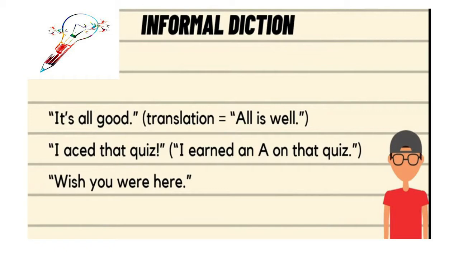I aced that quiz. So it is more informal compared to I earned an A on the quiz. Like I earned a 100. I earned a perfect score on the quiz. And then another, wish you were here. So it is informal because it lacks the pronoun I. For formal, I wish you were here.